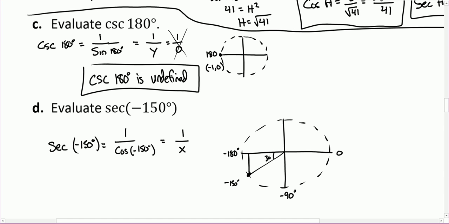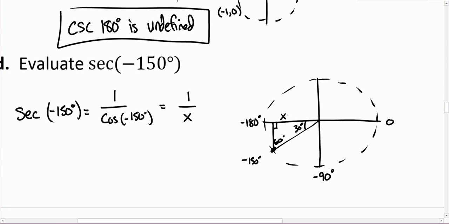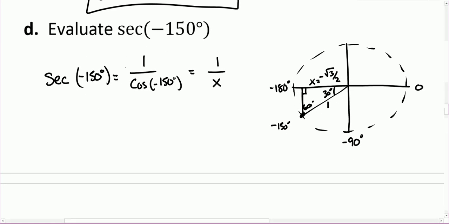With a reference angle of 30 degrees, so we have a 30, 60, 90 right triangle. And we're after the x value only, so the x value is the length, with a hypotenuse of 1, the length across from 60 is root 3 over 2, but negative. Rather than deal with all this fraction, let me just write the cosine. So the cosine of negative 150 is negative root 3 over 2. So the secant of negative 150, flip it over, we end up with negative 2 over root 3. Multiply top and bottom by root 3 to rationalize our denominator, and we get negative 2 root 3 over 3.